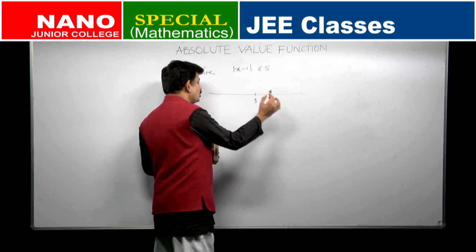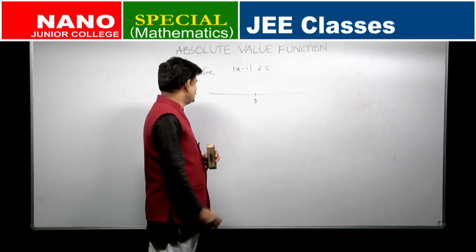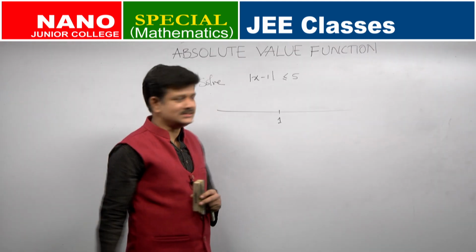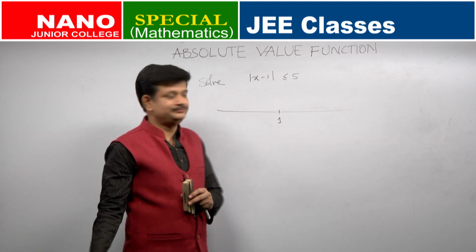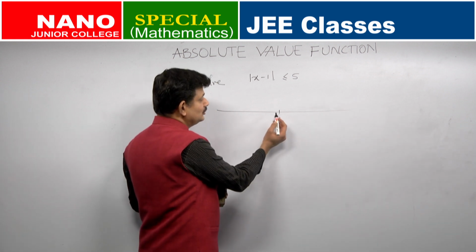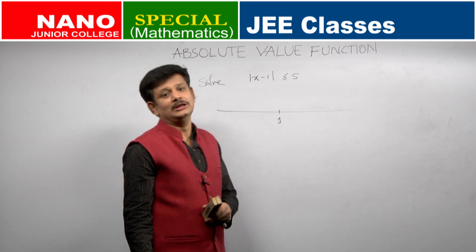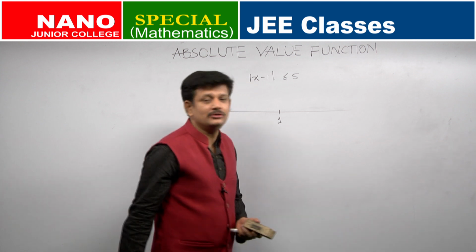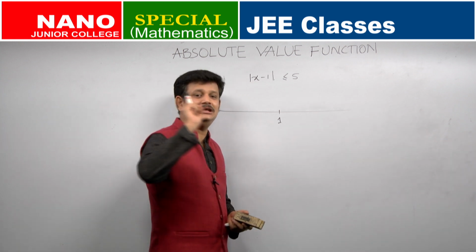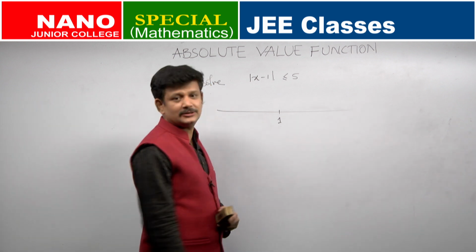What does this mean geometrically? Translate this question into English: find all the numbers whose distance from 1 is less than or equal to 5. So, whenever you are solving inequations, one point which you have to keep in mind is first understand the equation and then relative to that equation look at the answer.